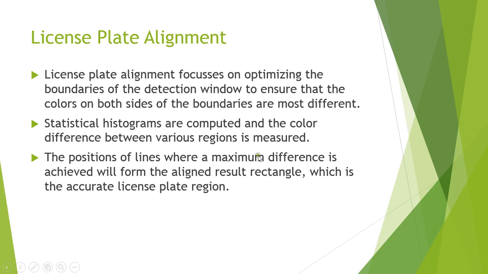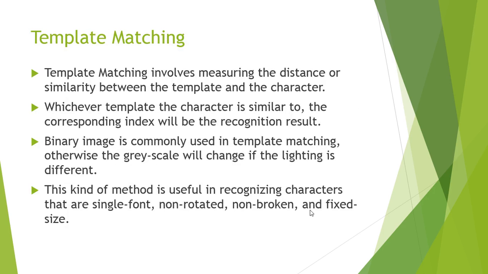License plate alignment. Once the license plate is detected and extracted, we then do the license plate alignment. The license plate alignment focuses on optimizing the boundaries of the detection window to ensure that the colors on both sides of the boundaries are most different. Statistical histograms are computed and the color difference between various regions is measured. The positions of lines where a maximum difference is achieved will form the aligned result rectangle, which is an accurate license plate region.